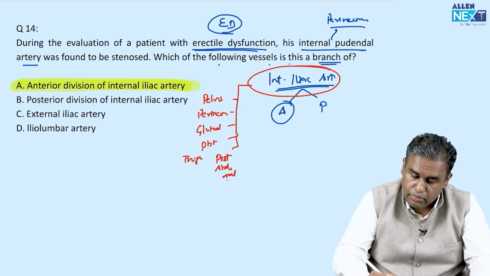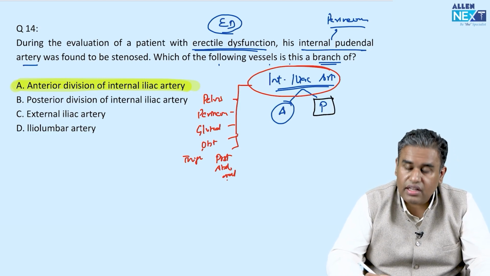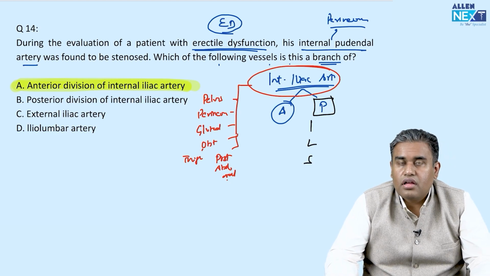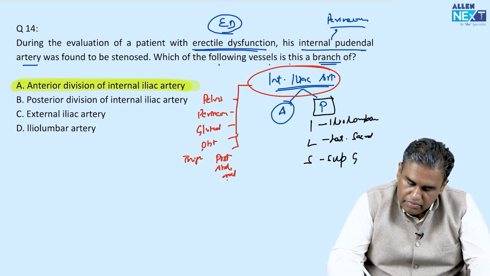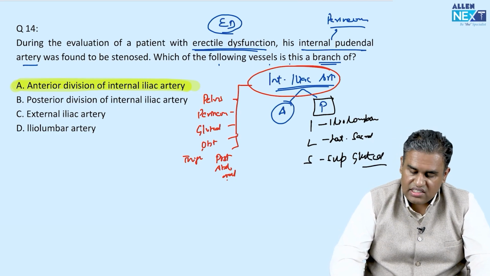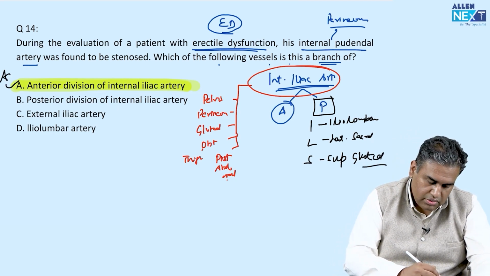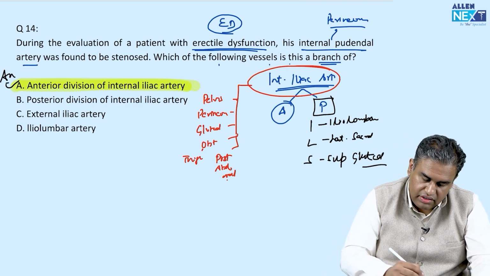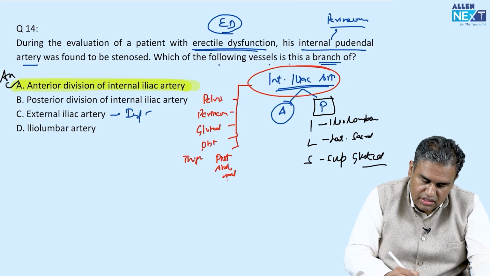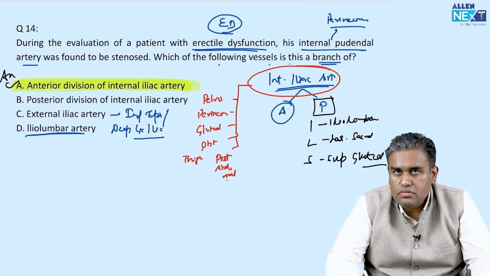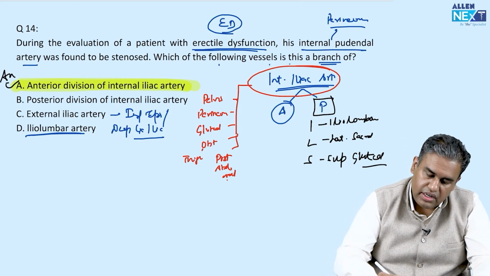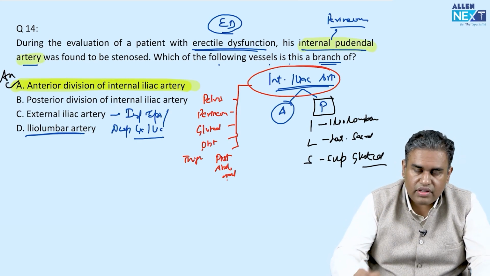How to remember it? For the posterior division of the internal iliac artery, the mnemonic is ILS. I is for the iliolumbar artery, L is for the lateral sacral artery, and S is for the superior gluteal artery. Remember this. The rest of all the branches come from the anterior division, hence the answer here is option A. The external iliac artery gives very few branches, one of them the inferior epigastric, another the deep circumflex iliac artery. Iliolumbar is branched from the posterior division. So here they are asking straightforwardly, the internal pudendal artery is a branch of the anterior division of the internal iliac artery.